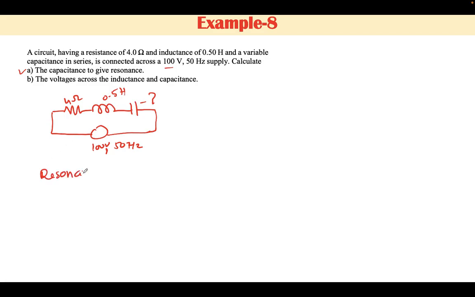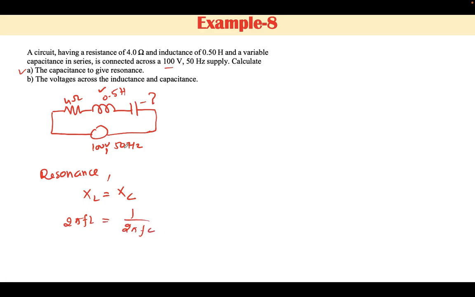Resonance is the condition when XL of the circuit becomes equal to XC. Here the inductance is given to us, and hence we can say at resonant frequency XL is equal to XC, and XL is nothing but 2 pi fL, which is equal to 1 by 2 pi fC.